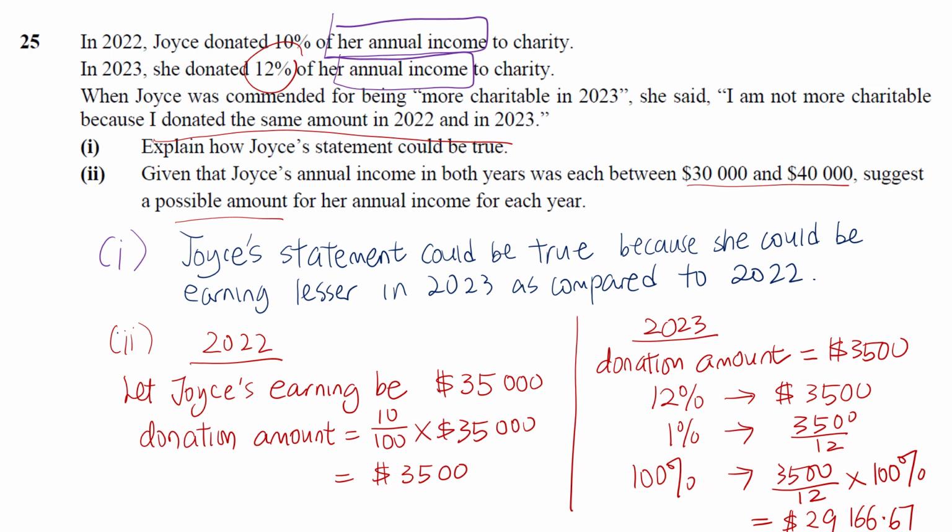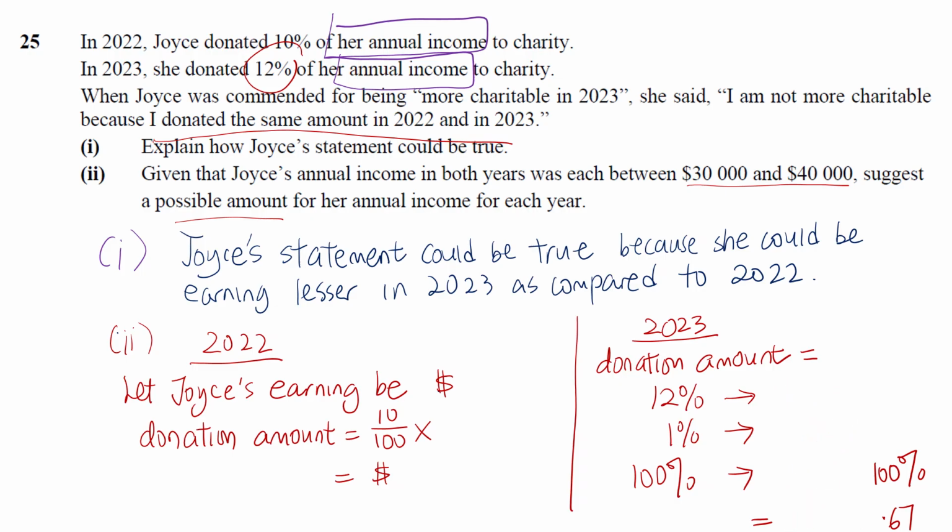Oh, okay, and this is not correct. Why not correct? Because the annual income must be between 30,000 and 40,000, and we ended up getting 29,000, which is less than 30,000. So therefore your 35,000 is not a good guess. We need to guess a higher number. I purposely guessed a lower number to show you why this number is not correct. So now let's try a bigger number.